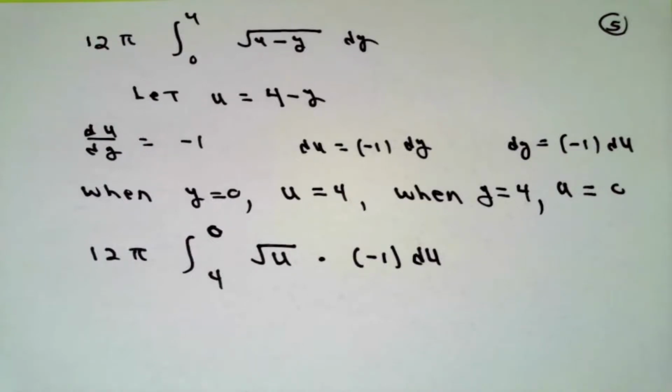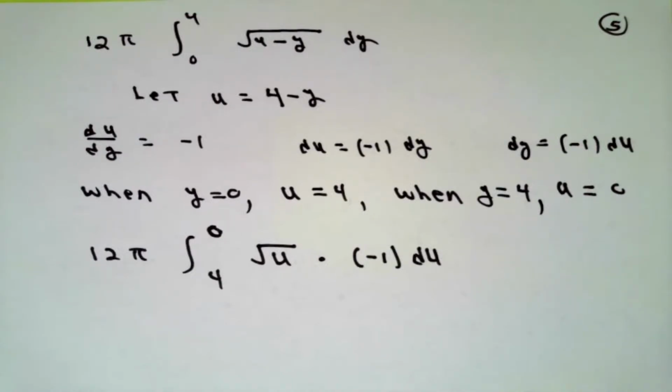Letting u equal 4 minus y, the derivative of u with respect to y is negative 1. du is negative 1 times dy, so dy is negative 1 times du. And as for the limits of integration, when y is 0, u will be 4 minus 0, which is 4. And when y is 4, u is 4 minus 4, which is 0.